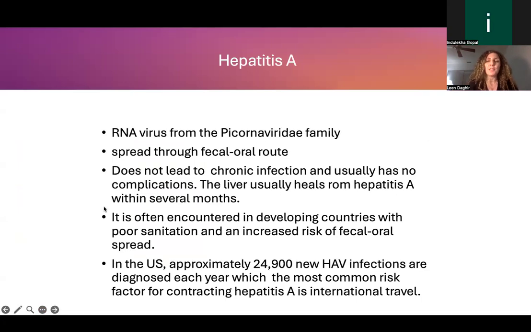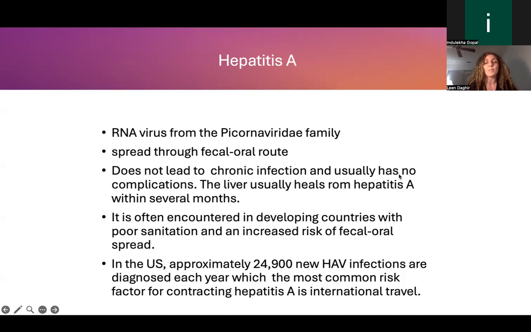There are different viruses that cause hepatitis. Let's start with the first one, hepatitis A. Hepatitis A is an RNA virus from the Picornavirus family, spread through the fecal-oral route, does not lead to a chronic infection, and usually has no complications. The liver usually heals from hepatitis A within several months. It's often encountered in developing countries with poor sanitation and increased risk of fecal-oral spread.